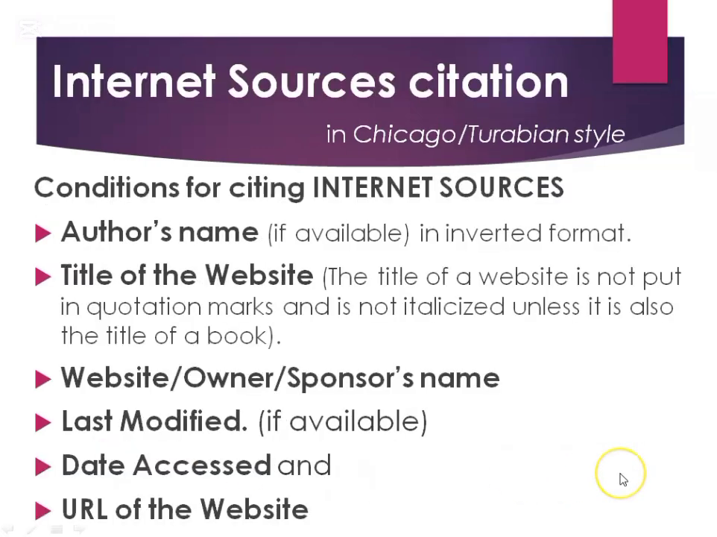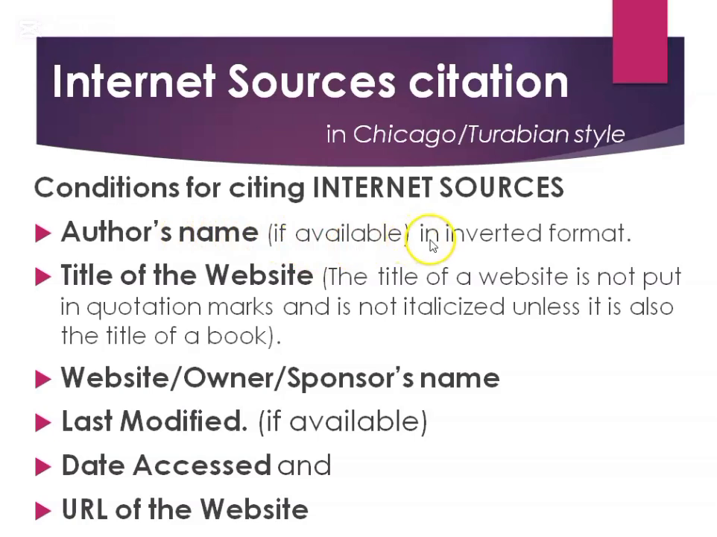Okay, now let's look at internet sources. Sources that are found on the internet. It might be a website, it might be a blog, it might be a page on the internet. How do you cite them? The condition necessary for citing internet sources is that the author's name comes first, if available. For some sources on the internet, you won't find an author's name. You only find the name of the website. The owner of the website might not be included. But if it is included, you have to insert the author's name as the first thing in your bibliography.